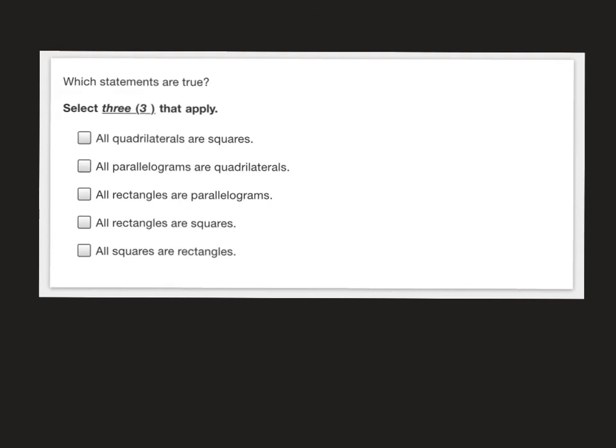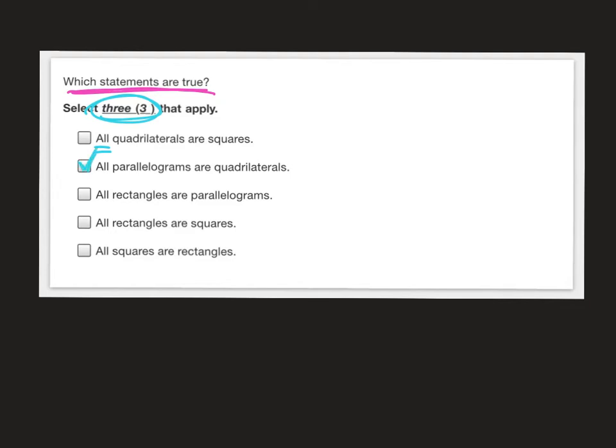All right, we know they love these questions, which statements are true. So we have to look through each one of these. We know we got to look and see how many am I looking for? I'm looking for 3. So the first one says, all quadrilaterals are squares. No, all quadrilaterals are not that. That's not true. All parallelograms are quadrilaterals. That's true because a parallelogram has to be a 4-sided figure, and that's exactly what a quadrilateral is. So that is a true statement.